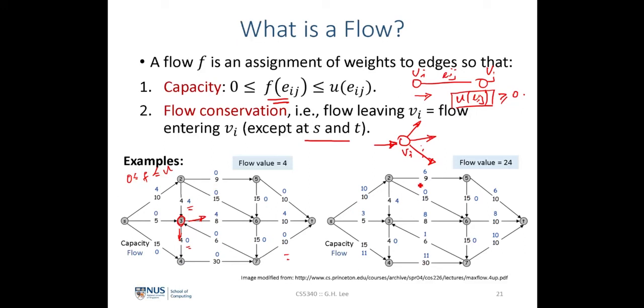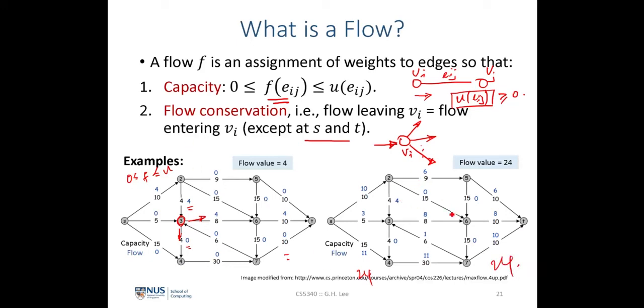Here's another example of the flow that is going into the graph and coming out of the graph, where we can see that the total flow sent from the source is equal to 10 plus 3 plus 11, which is equal to 24. And we can also see that the total flow coming out, going into the sink, is also equal to 24 over here. Hence, the flow conservation is preserved.